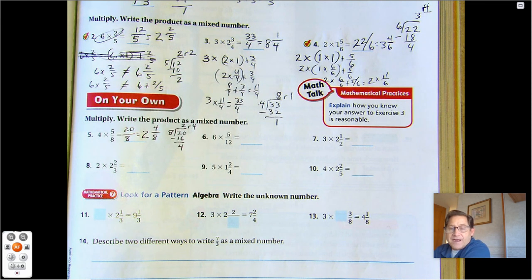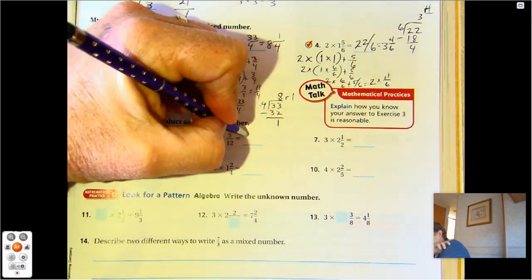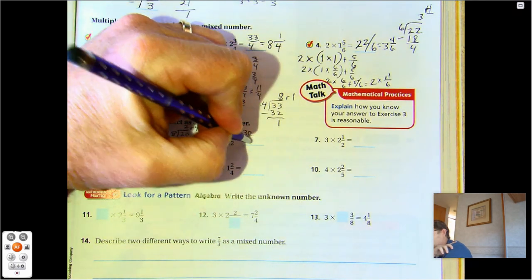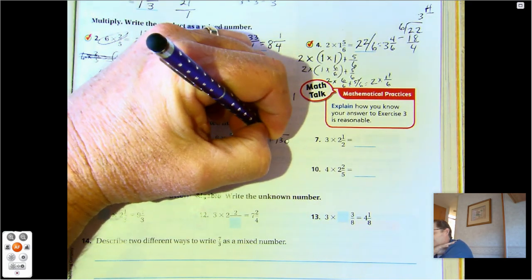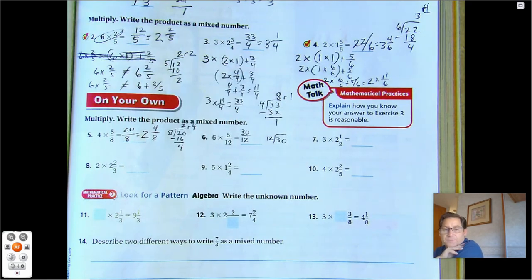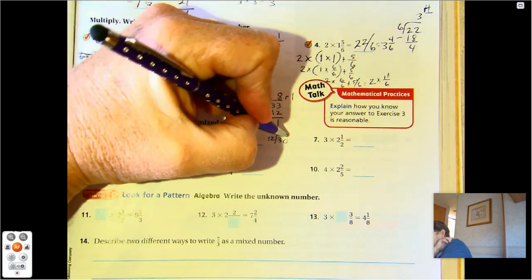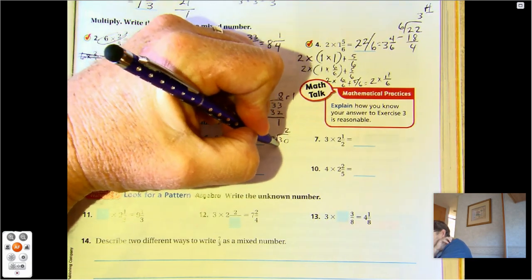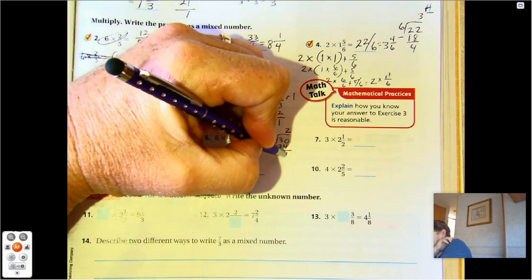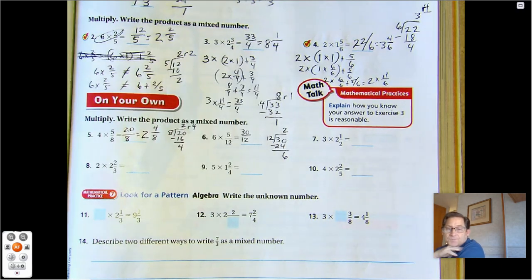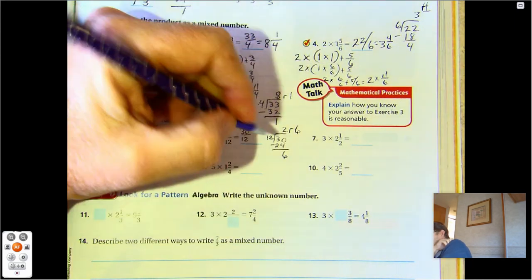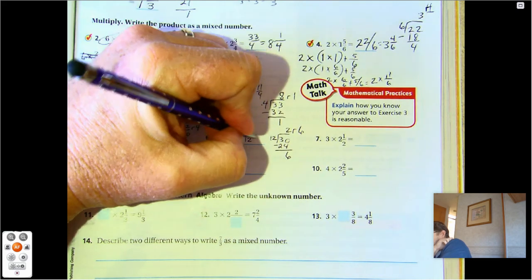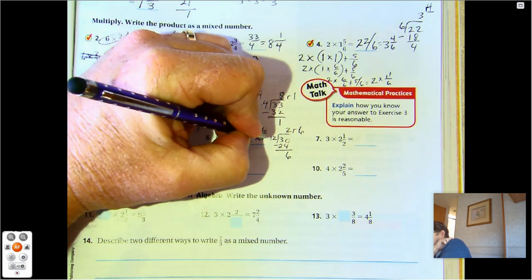6 sets of 5/12. 6 times 5 is 30/12. Turn it into a mixed number. 30 divided by 12. 12 times 2 is 24. So 2 remainder 6. So the mixed number is 2 and 6/12.